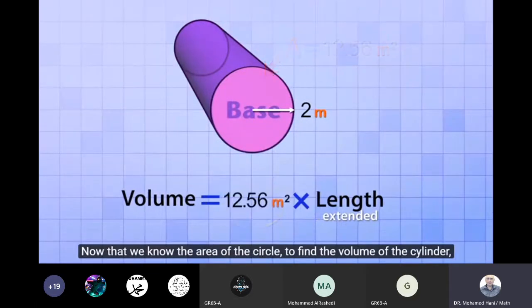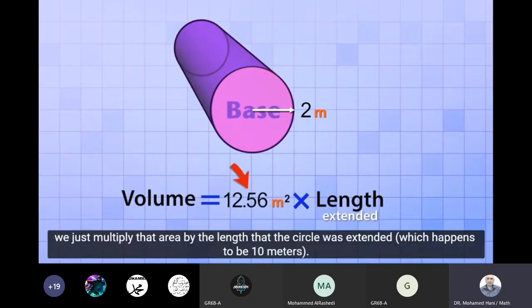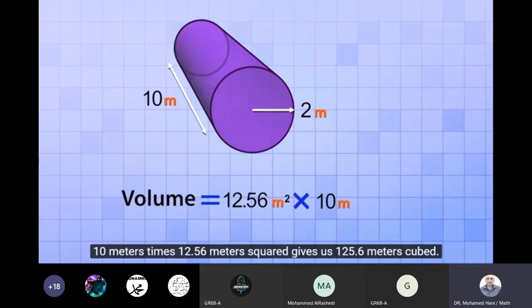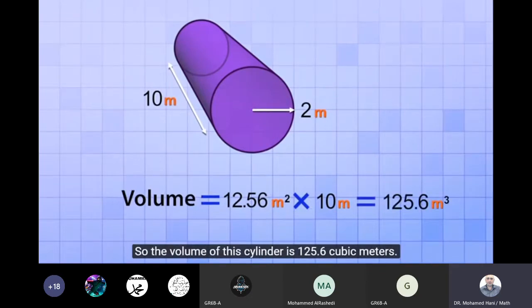Now that we know the area of the circle, to find the volume of the cylinder, we just multiply that area by the length that the circle was extended, which happens to be 10 meters. 10 meters times 12.56 meters squared gives us 125.6 meters cubed. So the volume of this cylinder is 125.6 cubic meters.